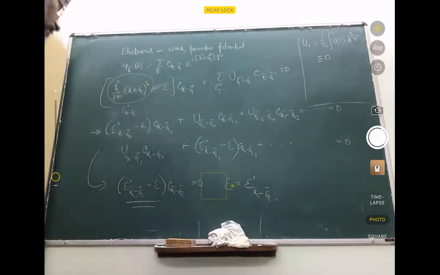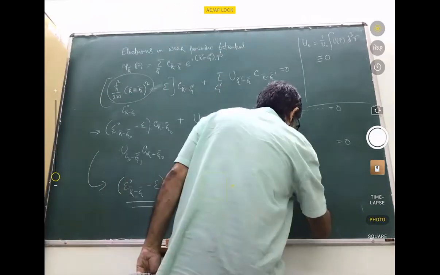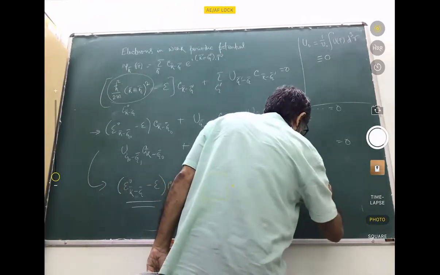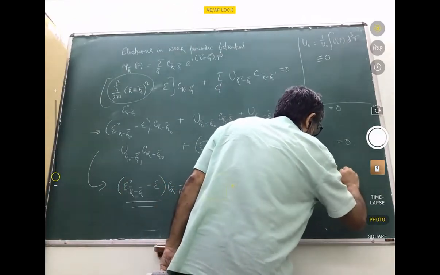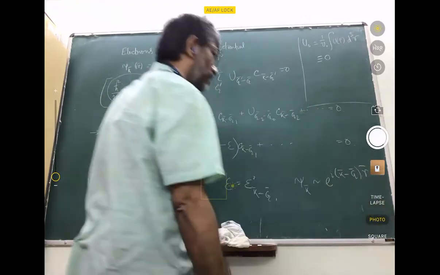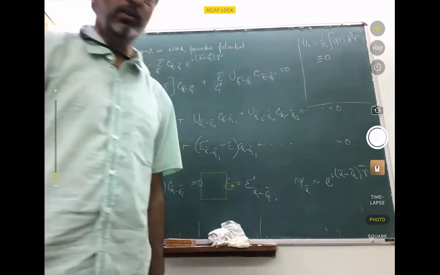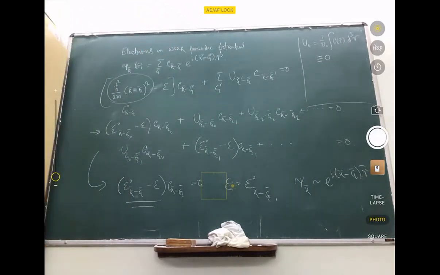And I'll get a solution of this form. And if G happens to be 0, then I get the familiar e to the ik dot r solution. That's the free particle solution that I have.